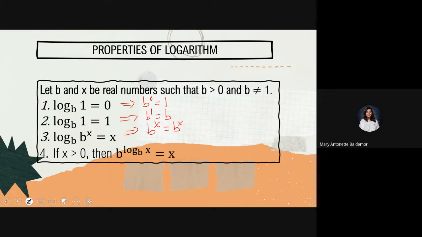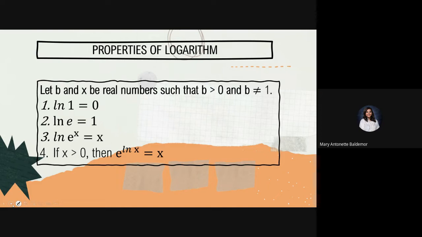And then lastly, if x is greater than 0, then b raised to the logarithm of x with base b is just equivalent to x, since we can cancel this out.